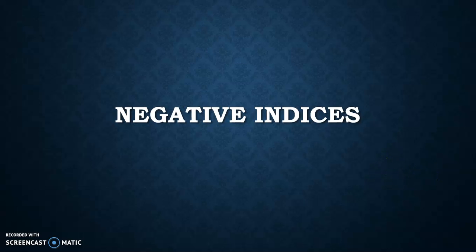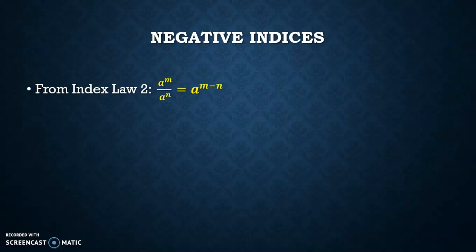Negative indices. Recall that law number 2 says a to the power of m divided by a to the power of n equals a to the power of m minus n. So let's see a situation where a to the power of 2 is divided by a to the power of 3. Then, by a simple calculation following index law 2, you should get a to the power of negative 1.